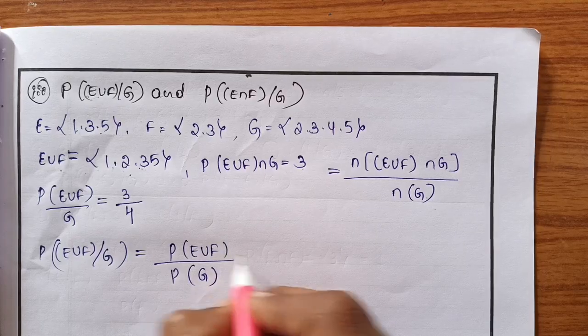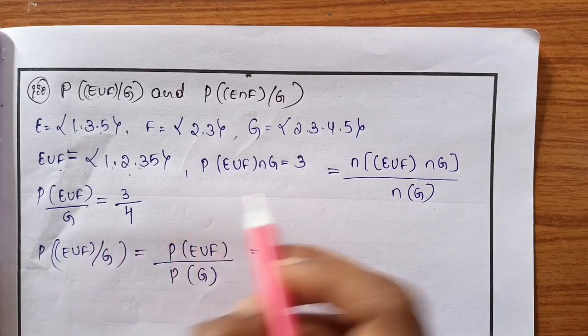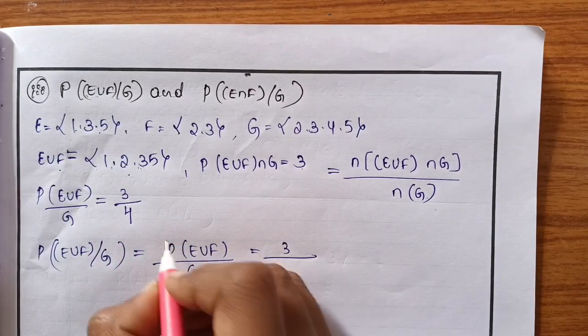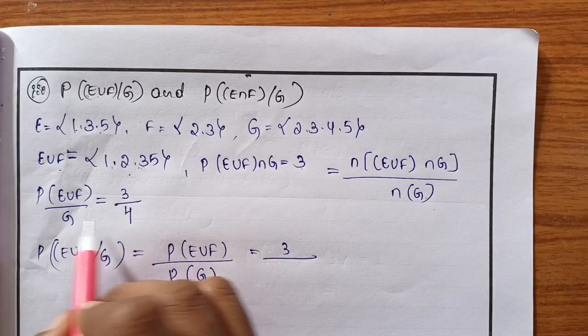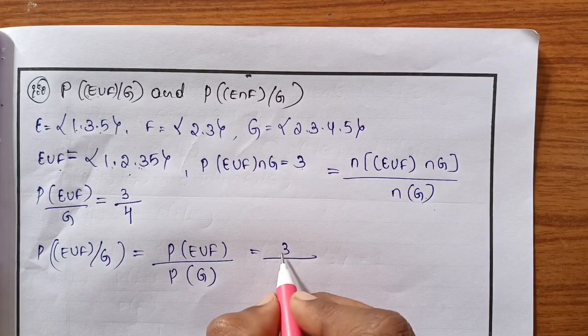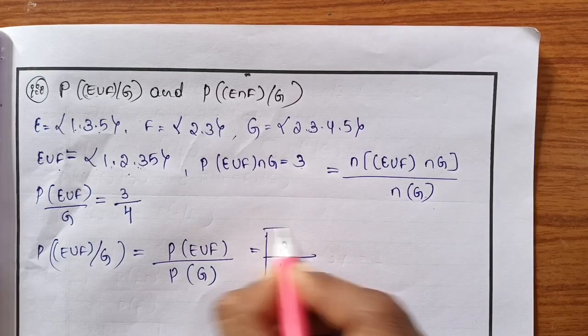What is E union F? And 3 divided by the number of elements in G. How many elements? It comes out to 4. So the answer is 3/4.